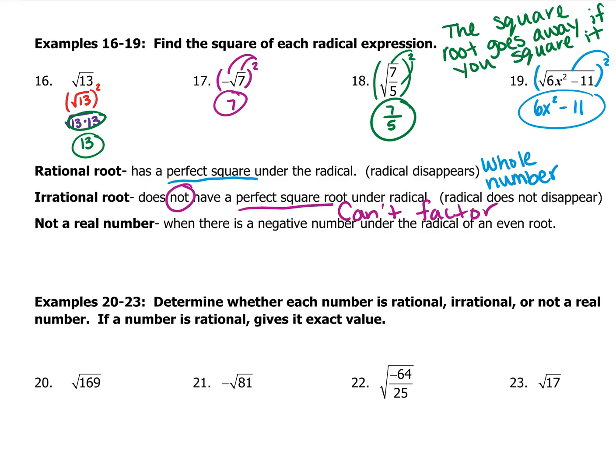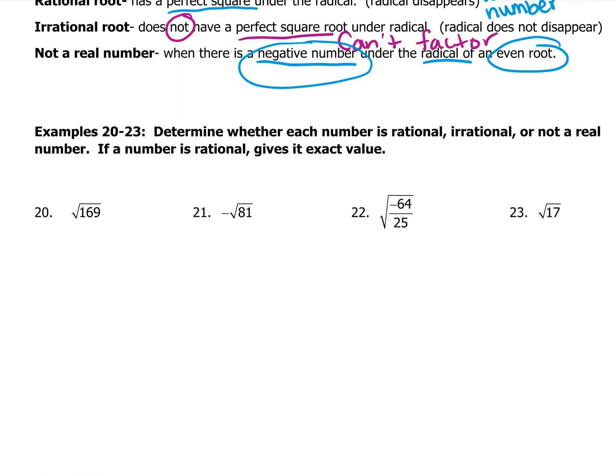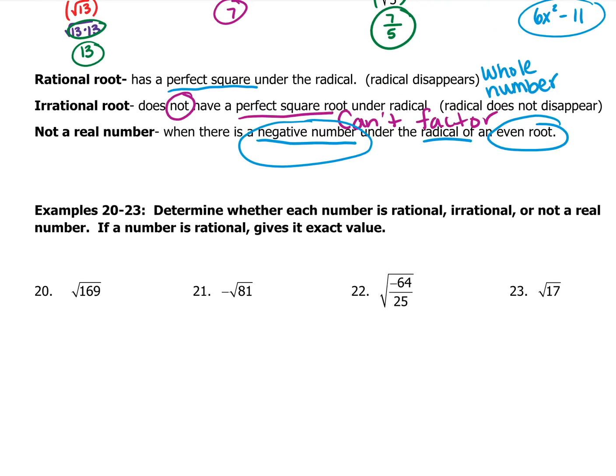Not a real number, we've worked with these, and that's when you have the negative number under the radical, or when you have an even root and a negative. And we're going to look at some of those on 20 to 23, and then we'll be done. So if you need to pause to get those down in your notes, go for it. Or if you need to take a second to do that, that's fine.